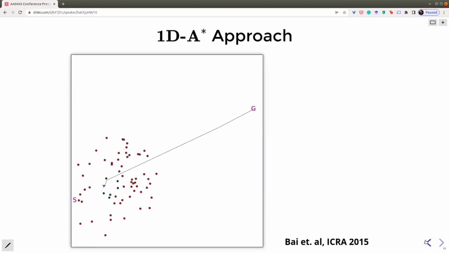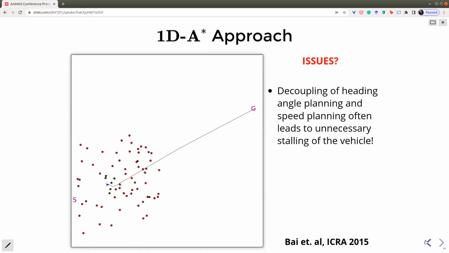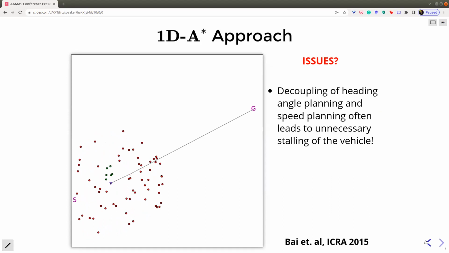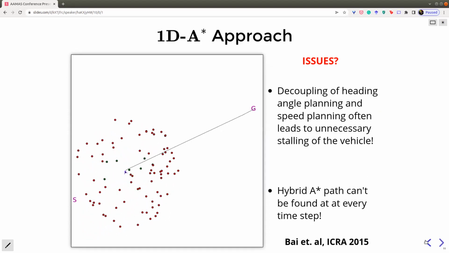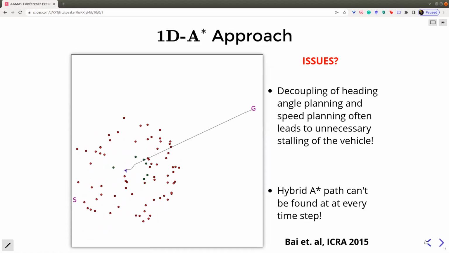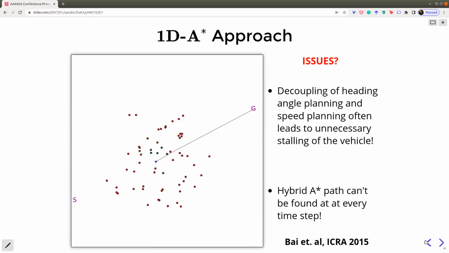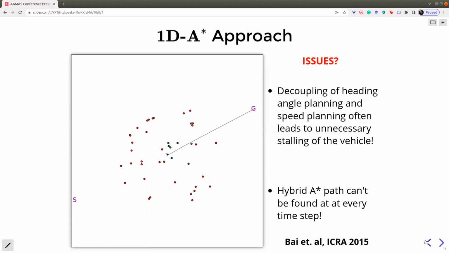It works better than prior approaches, but has two major drawbacks. The decoupling of heading angle planning and speed planning often leads to unnecessary stalling of the vehicle, as can be seen in the animation. Moreover, it is possible that the hybrid A-star path might not be obtained at every time step within the limited computation time. As a result, the system has to estimate the speed over the path from the previous time step. This can lead to suboptimal decision making.